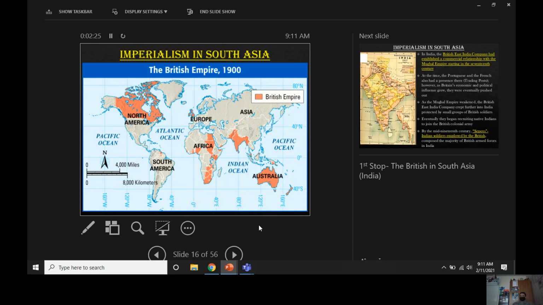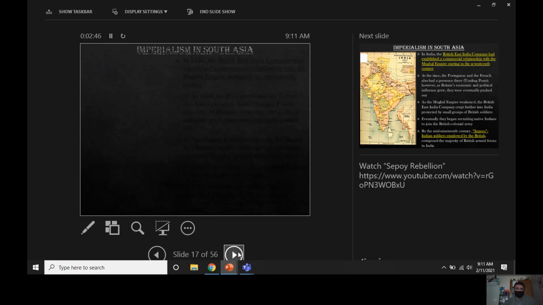Their other really big spot is South Asia, being modern day India, Pakistan, and I believe Bangladesh. So let's talk about how that all got started. And we kind of previewed this a while back. The British had been, at least to some extent, in India for a very long time at this point. This is a time period they take it all over.